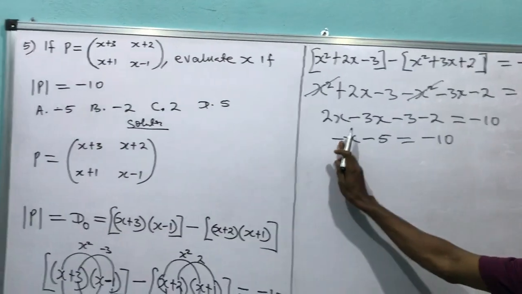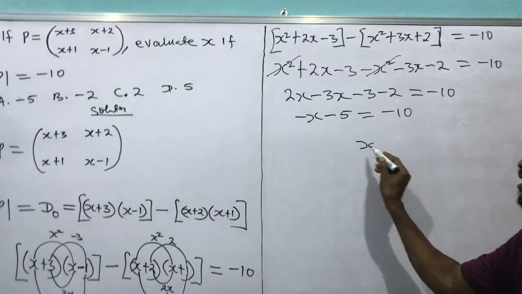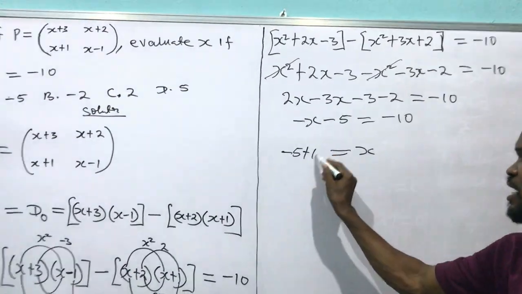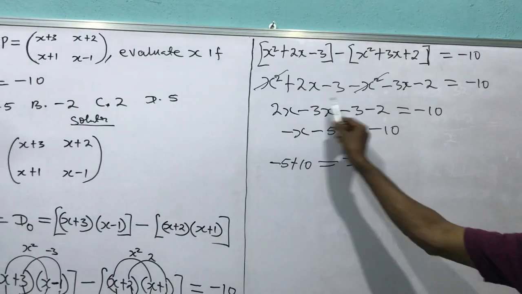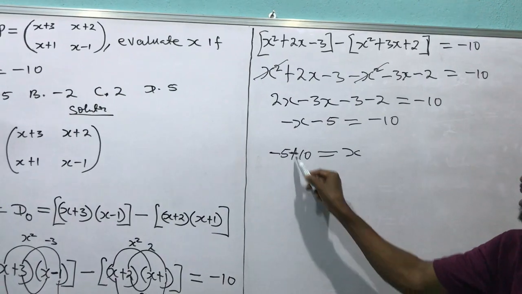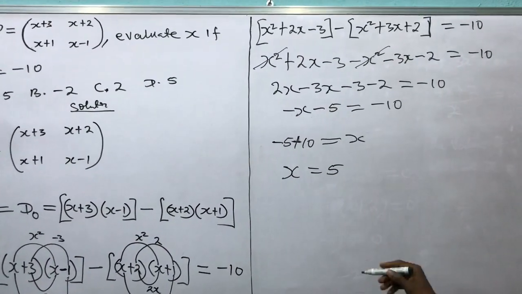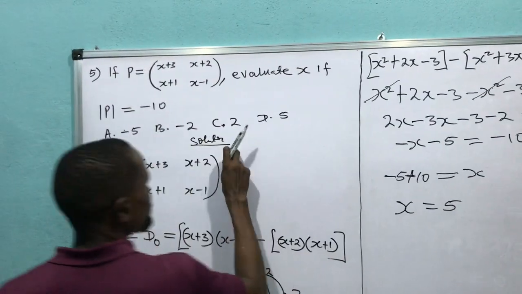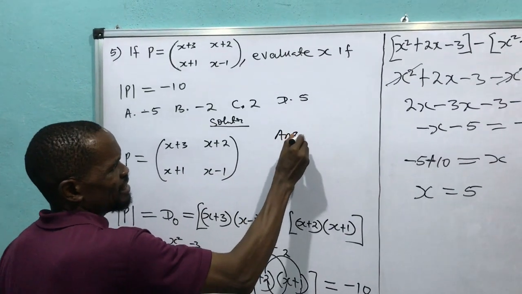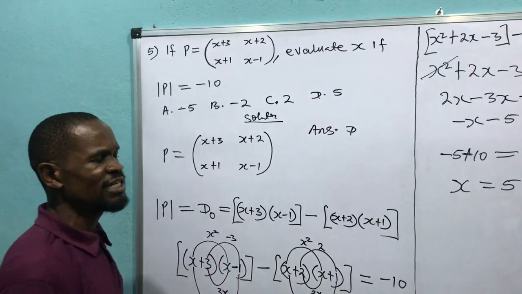Then this minus x going over here becomes x, and this minus 5 going over becomes plus. Do you get what I'm saying now? That gives me x equals 5. Now let us look at our options. Our answer is option D, which is 5.